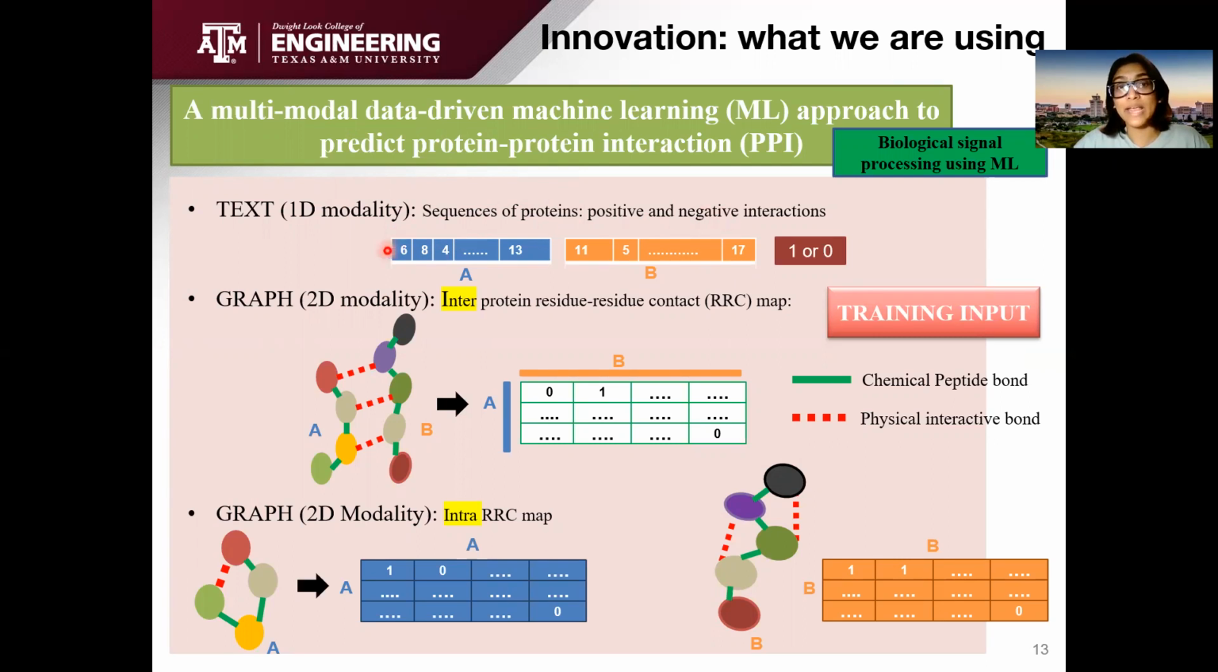For example, here is a sequence of protein A, here is a sequence of protein B. 1 means they are interacting, 0 means they are not interacting. We're also using the inter-protein residue-residue contact, or inter-RRC, map. When protein A interacts with protein B, this physical interactive bond can be represented using a graph. For example, in this residue, they are not interacting. That is why it is 0. In this residue, they are interacting. That is why it is 1.